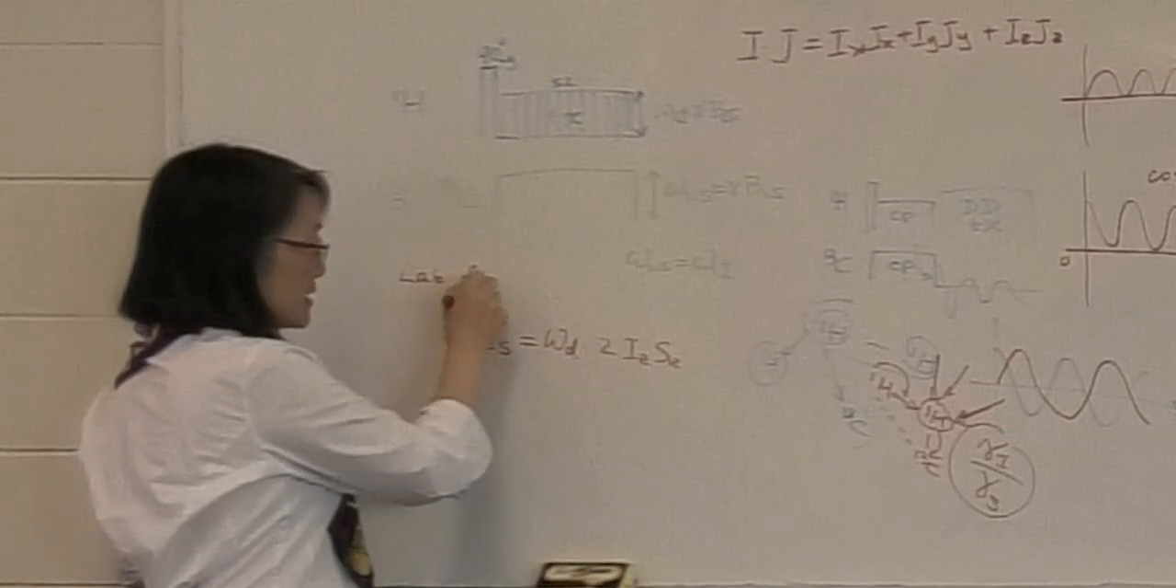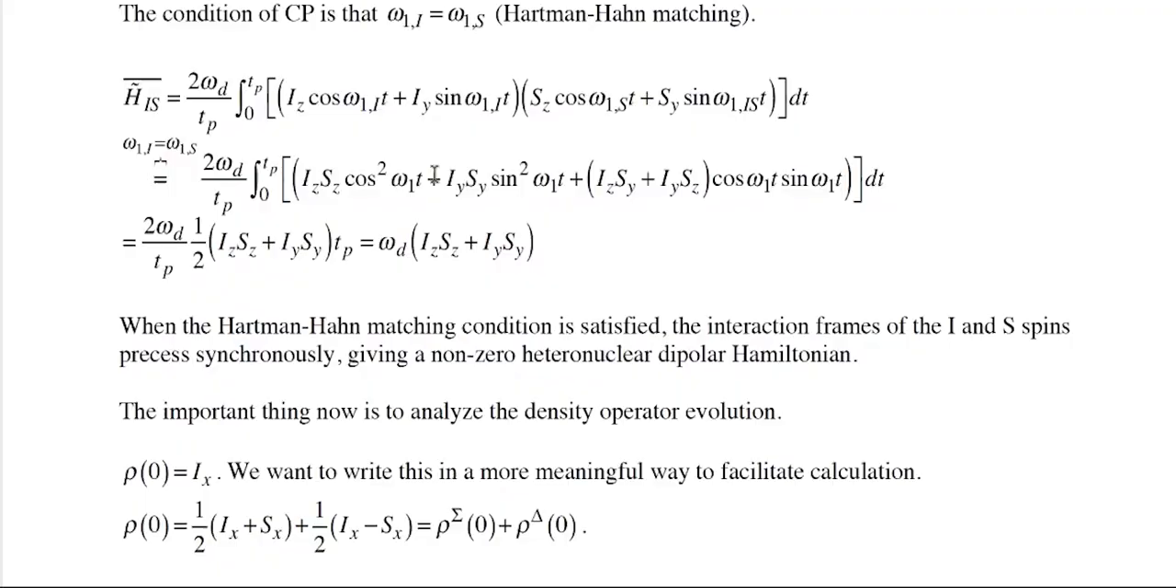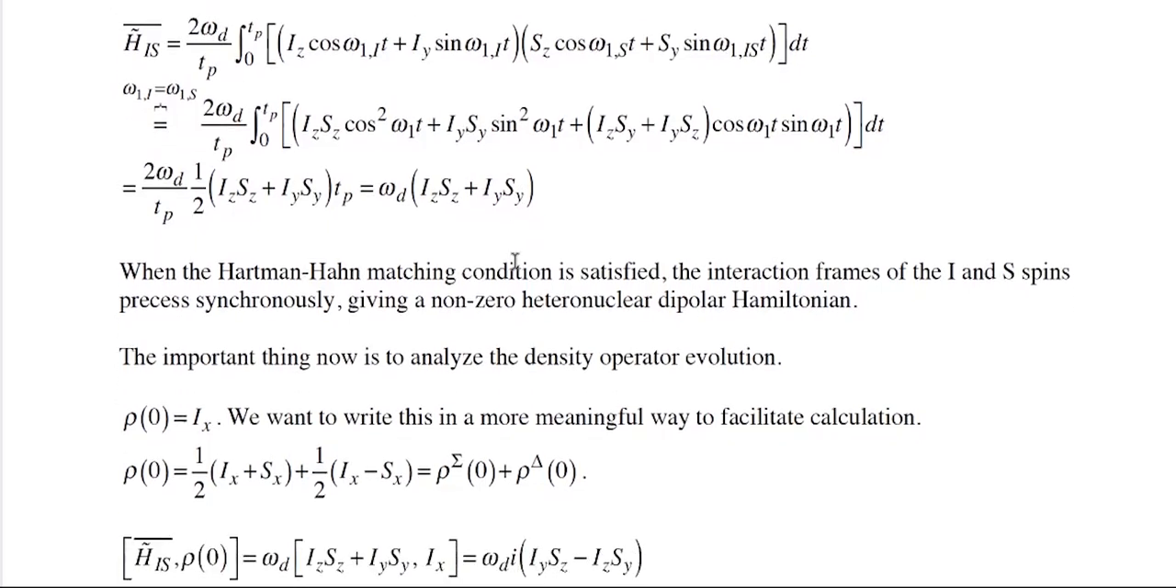After I do the double spin lock, the CP, that 2 drops out. There's a factor of 2. And in addition, of course, more importantly, you've got the second term, IySy. All right, this looks complicated. This is not the same as the laboratory frame heteronuclear coupling, but that's okay. And we're going to show you how this somewhat complicated looking Hamiltonian actually is going to pump the magnetization from the I spin to the S. That's the goal.